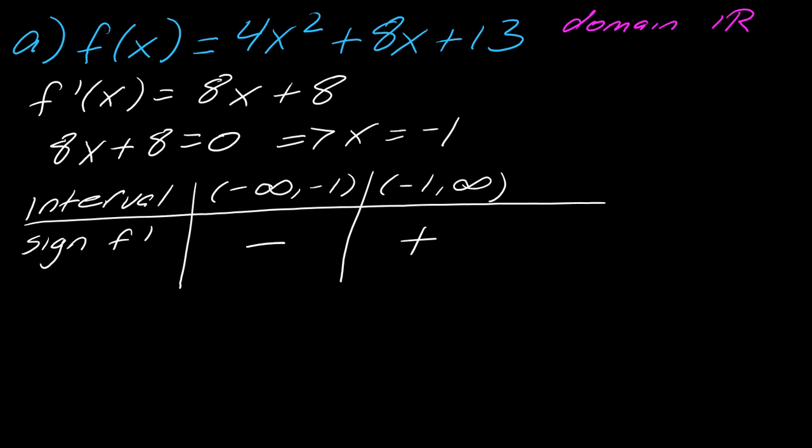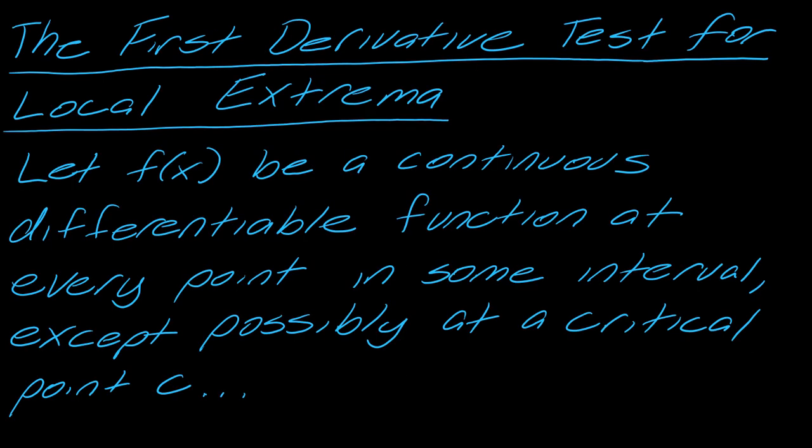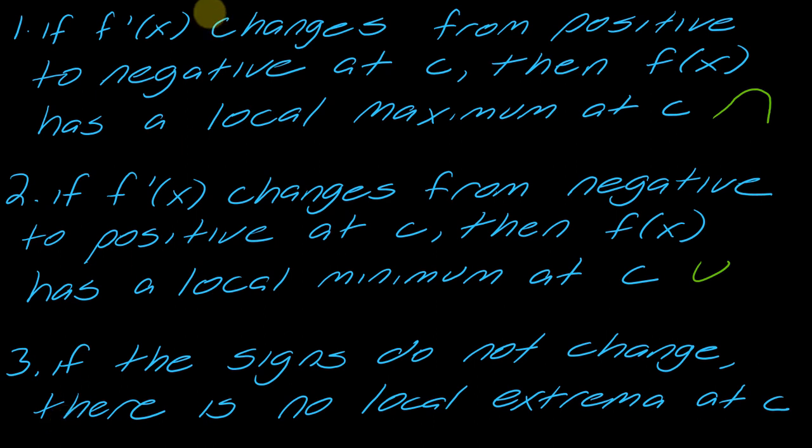Alright, so this will require us to use the first derivative test, which I will remind you of. So for the first derivative test for local extrema, when you have f of x, a continuous differentiable function, and you've got all its critical points, here's what it says. If f prime changes from positive to negative at that critical point, then you have a local maximum. If it changes from negative to positive at that critical point, then you have a local minimum.